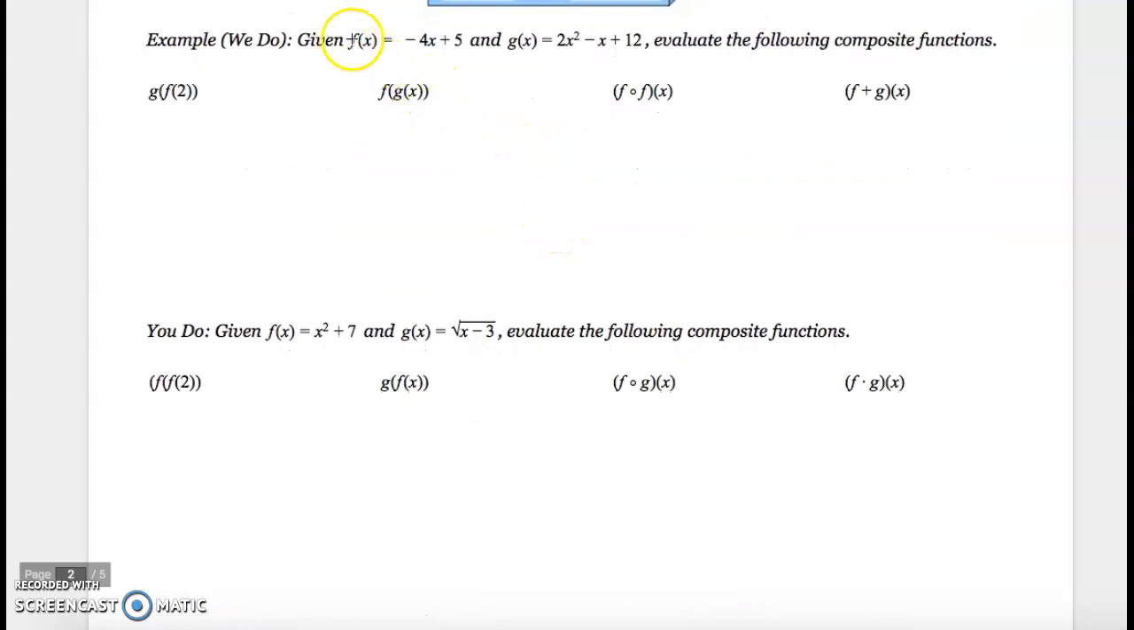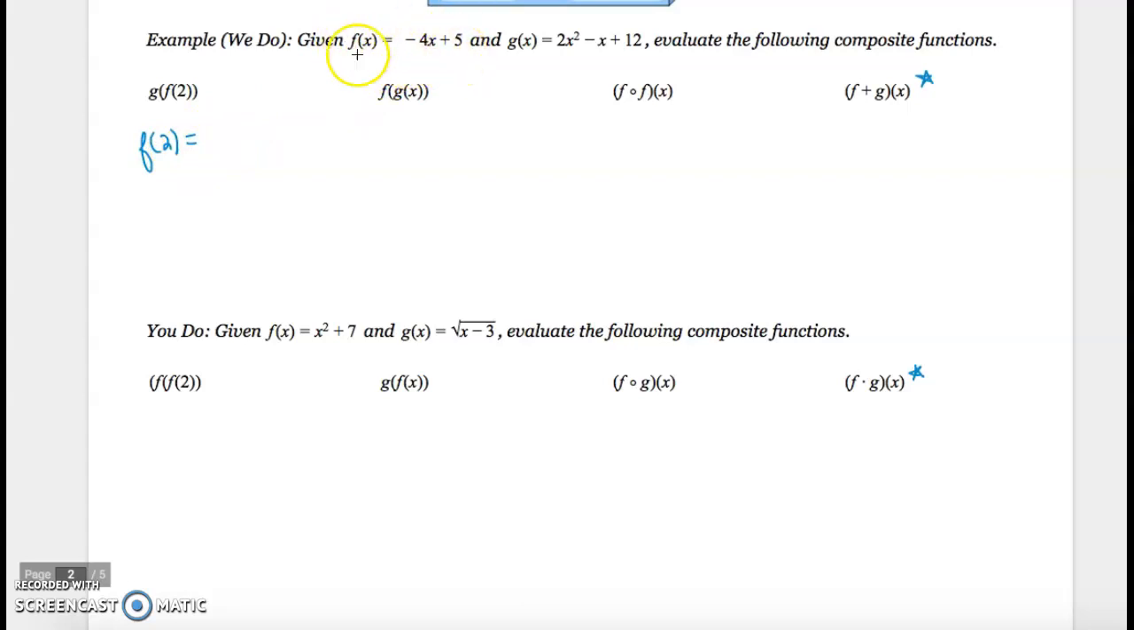In this example, I am given my function f of x and g of x, and I want to evaluate the following composite functions. I've also thrown a little extra one on the end of each of these examples just to touch base about operations with functions as well. So let's start with this first one. So when I find g of f of 2, the first thing I'm going to do is work from the inside out. So I'm going to start and I'm going to find f of 2 first. And we can do that because we've just been practicing that.